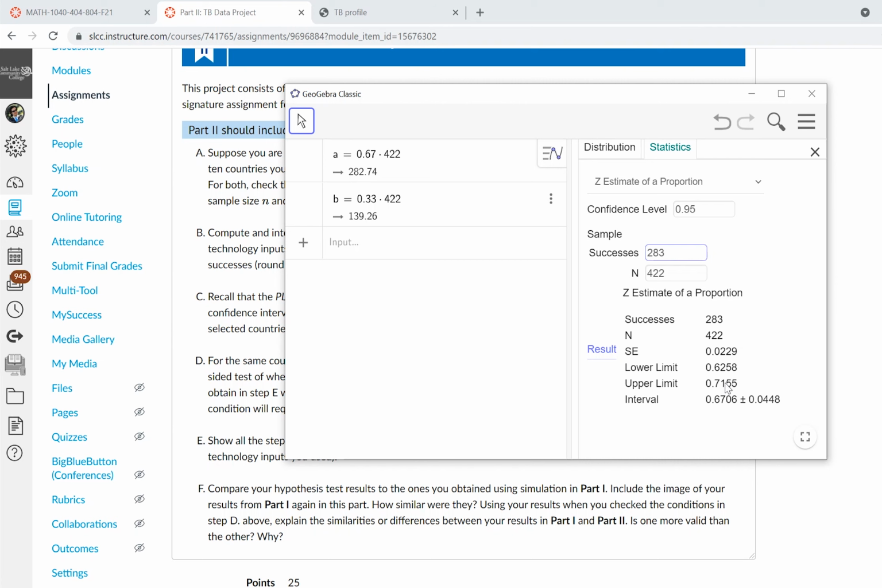Perhaps their rate of tuberculosis treatment is different than the global threshold.